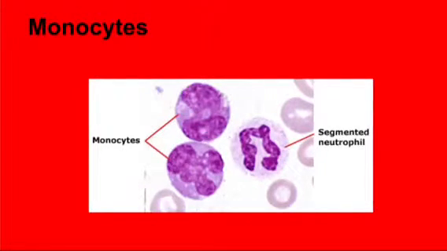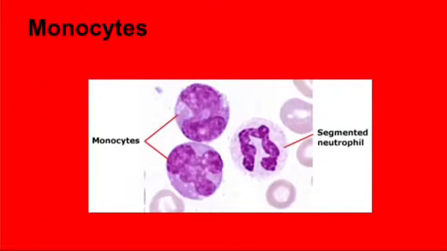There are 3 different types of monocytes: classical monocytes, non-classical monocytes, and intermediate monocytes. They are the largest type of blood cells.